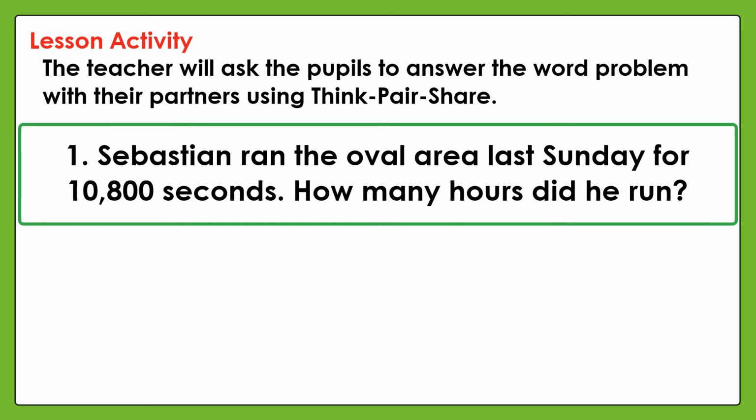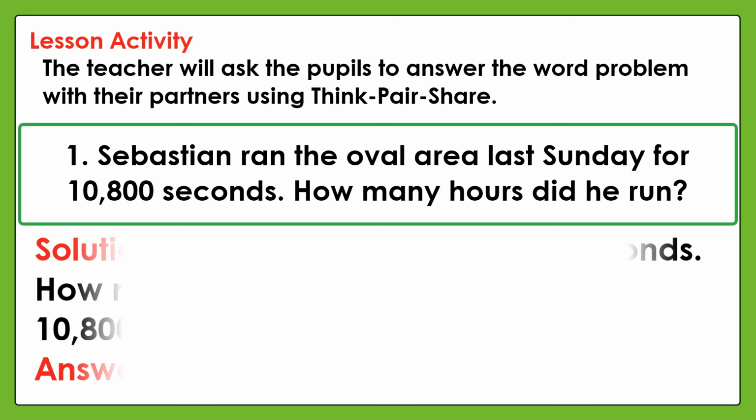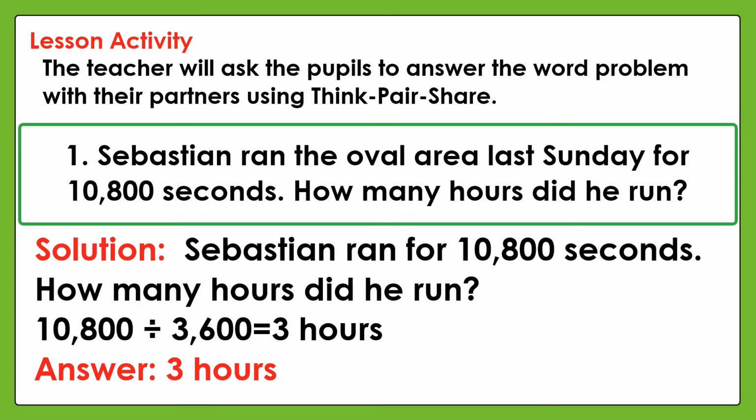Lesson activity. The teacher will ask the pupils to answer the word problem with their partners using think, pair, and share. Number 1, Sebastian ran the oval area last Sunday for 10,800 seconds. How many hours did he run? Solution. Sebastian ran for 10,800 seconds. How many hours did he run? 10,800 divided by 3,600 is equal to 3 hours. The answer, 3 hours.